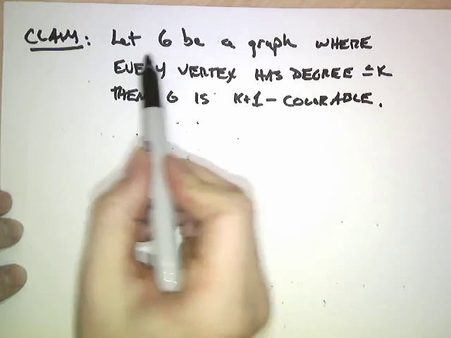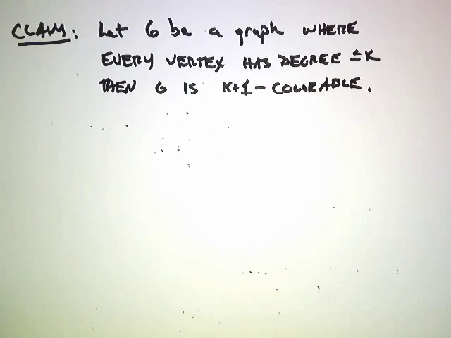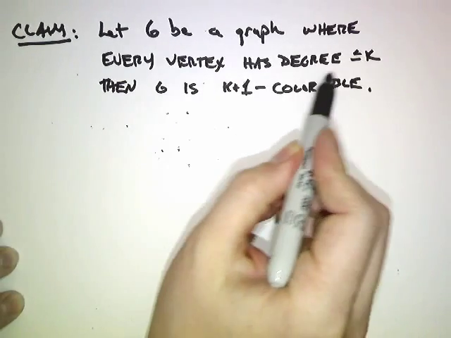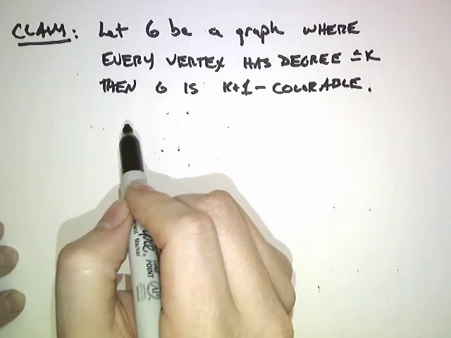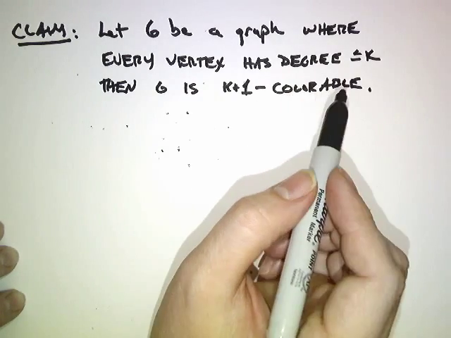So again, G is a graph. It could have many vertices. We're not saying anything about how many vertices it has, but we are saying that every vertex has degree less than or equal to k. And in that case, we're saying that G is k plus 1 colorable.